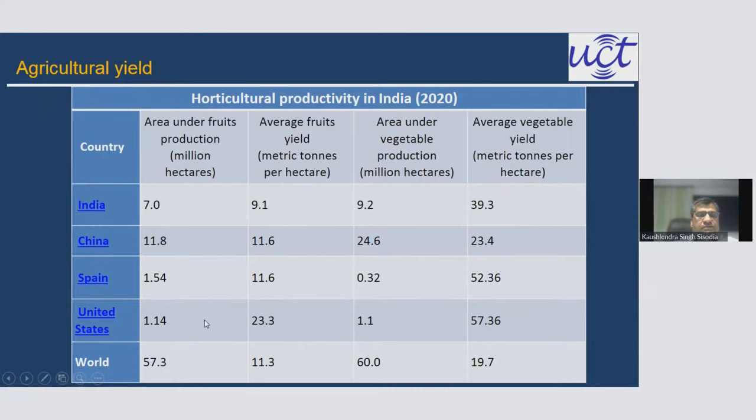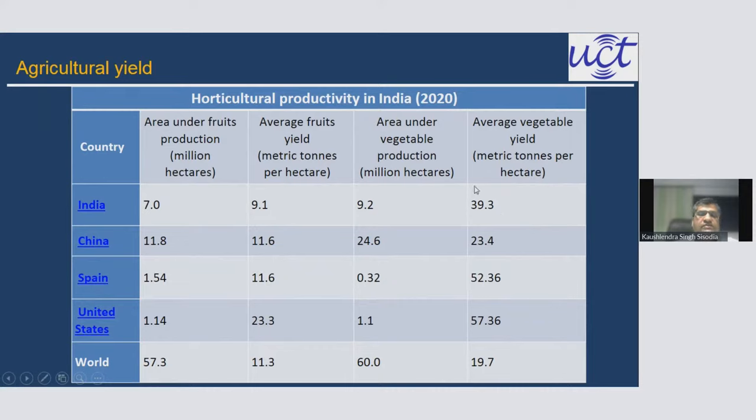quite a big producer of agriculture products, there we can see the productivity, the average yield was much more than India. So if we talk about the fruit, it was 23.3 while India was producing 9.1. And if we talk about the vegetable, it was 57.36 and India was producing 39.3.